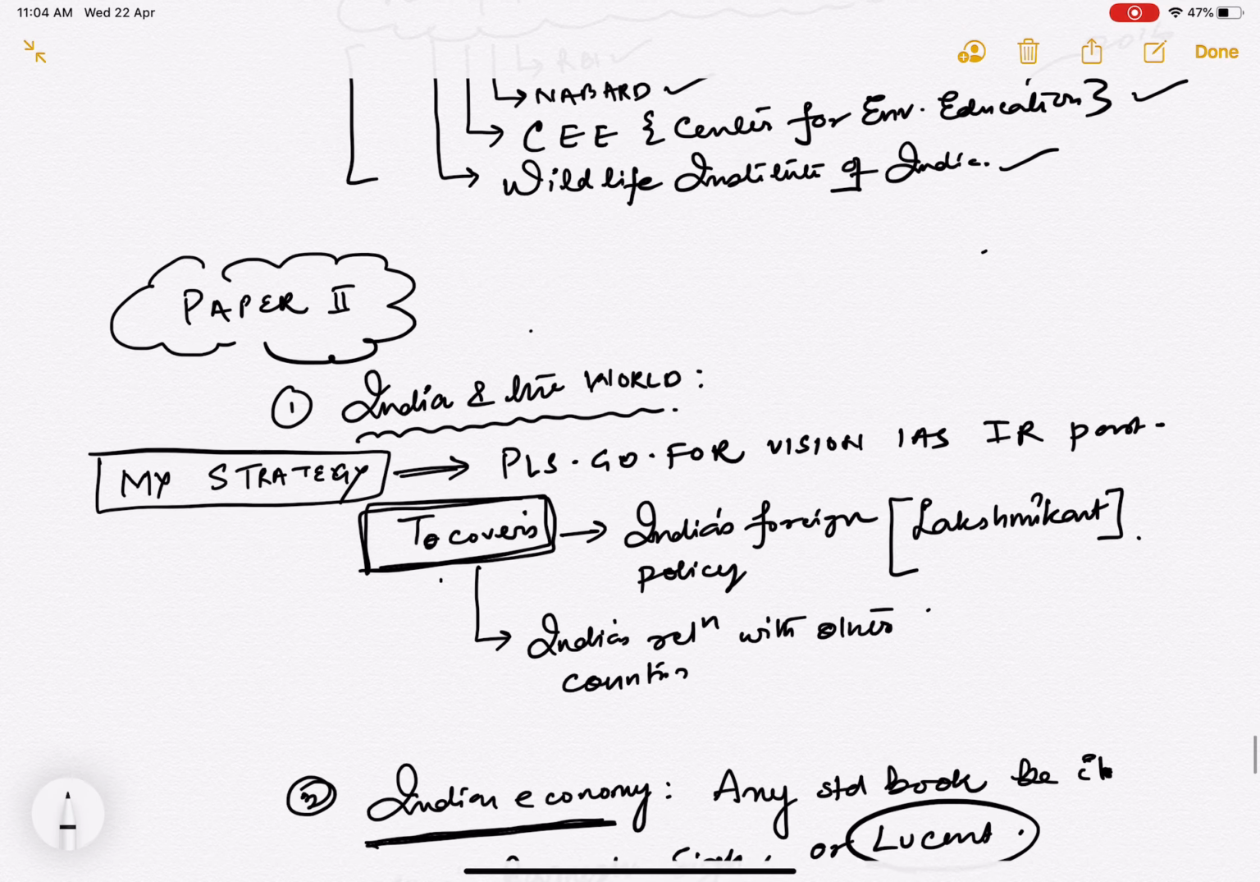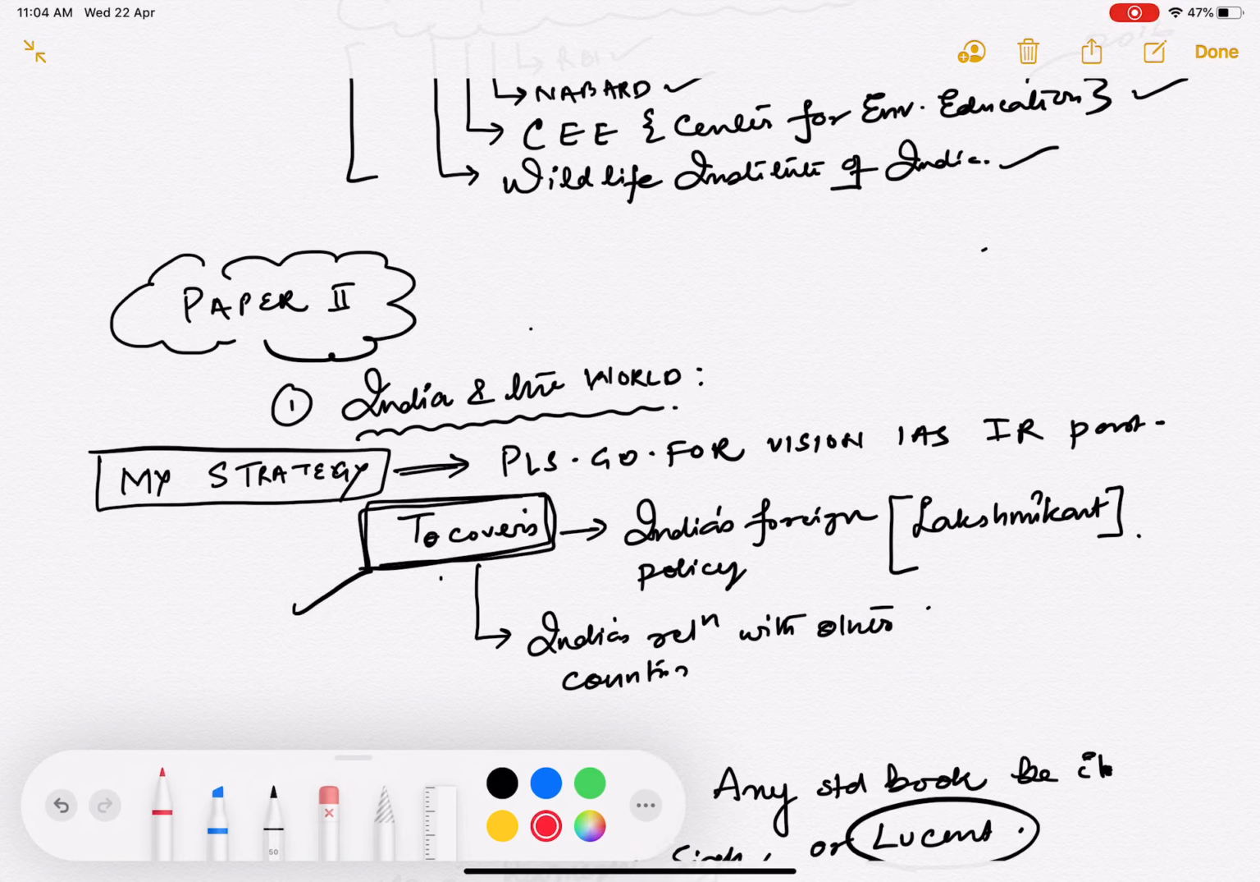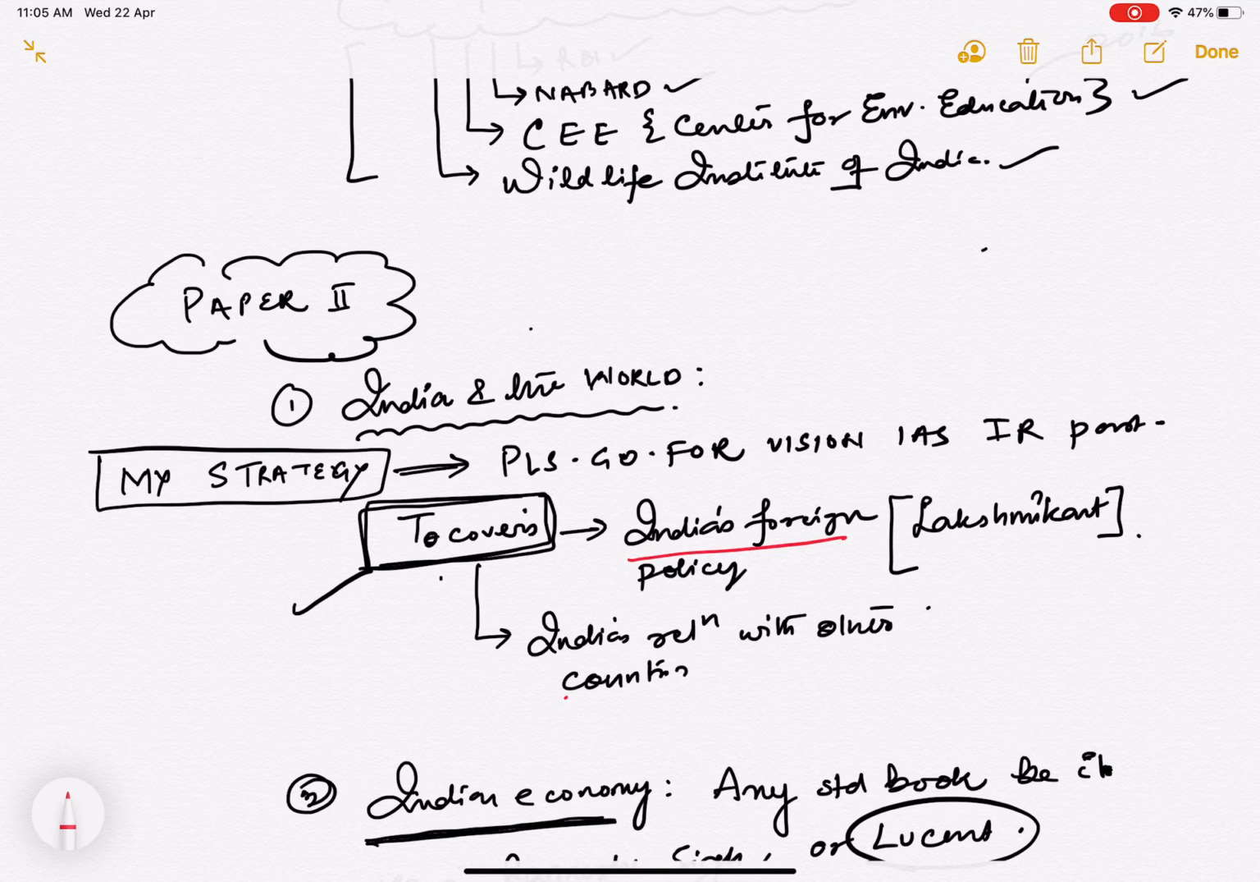Next, paper two, India and the world. Now, India and the world. Basically, what I did was, first of all, you need to look at the topics that you need to cover. First of all, we have India's foreign policy and we have India's relations with other countries.